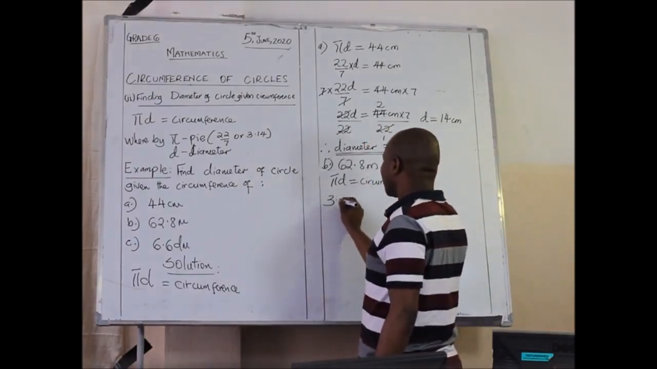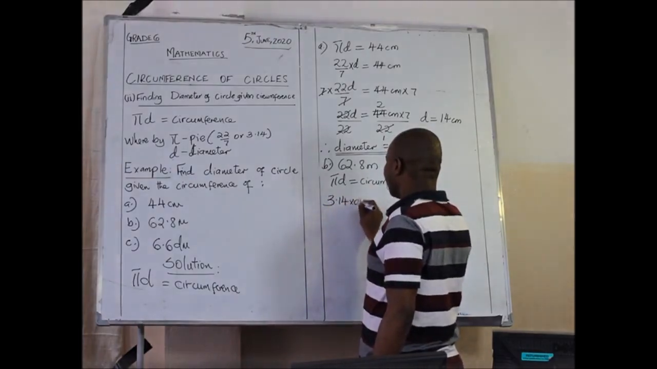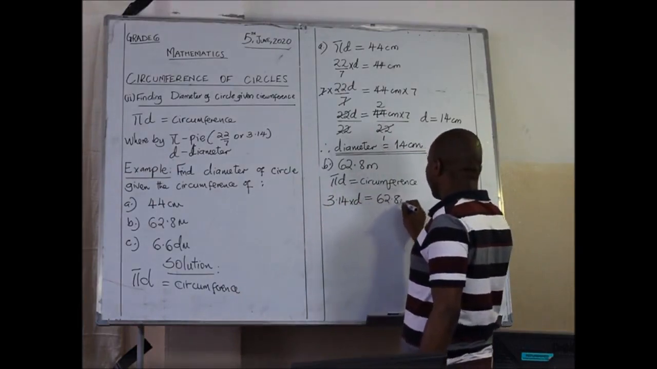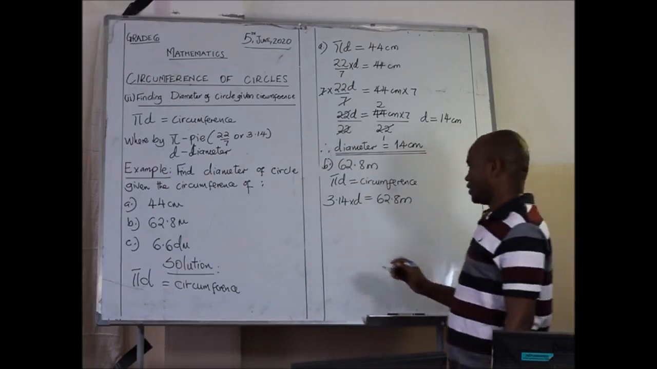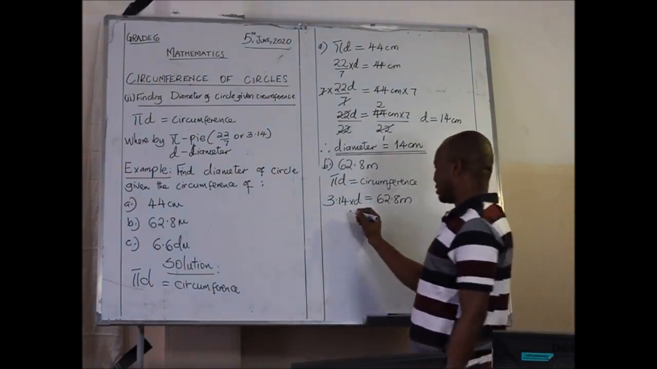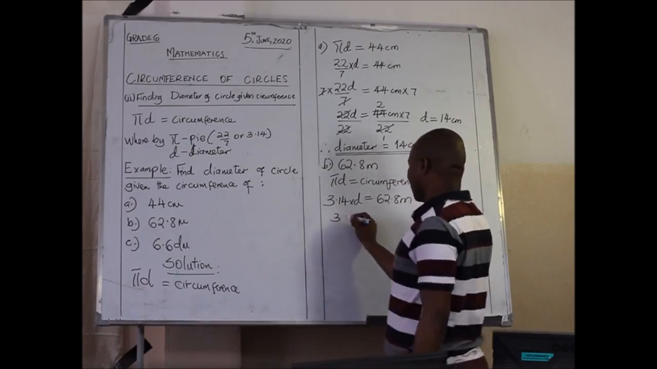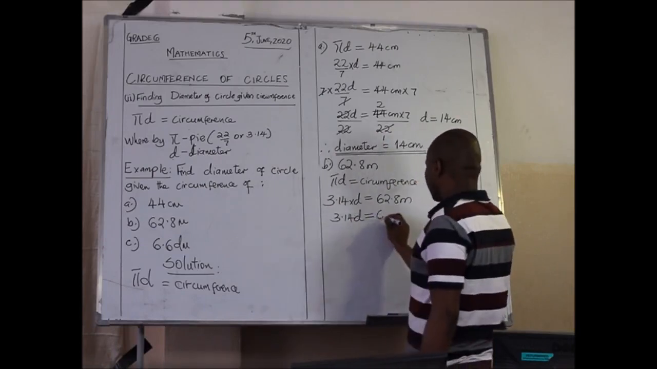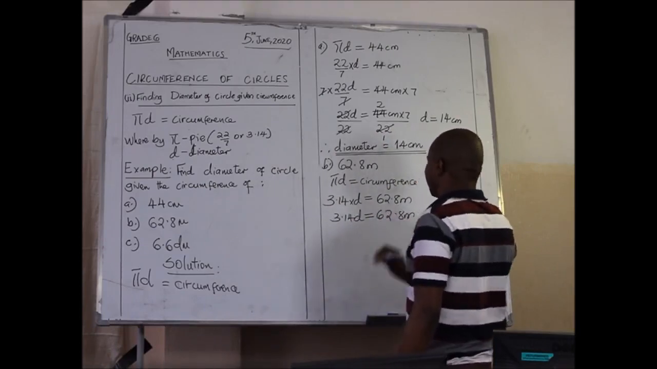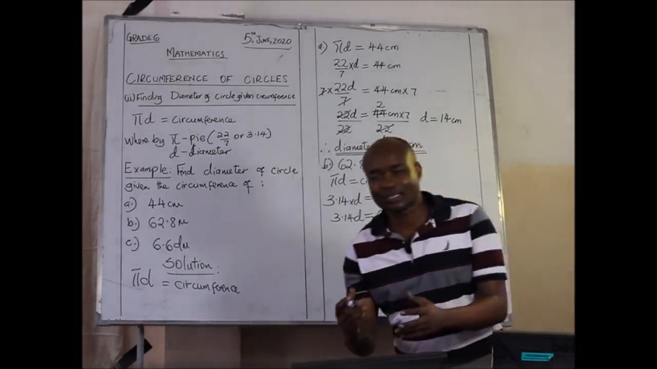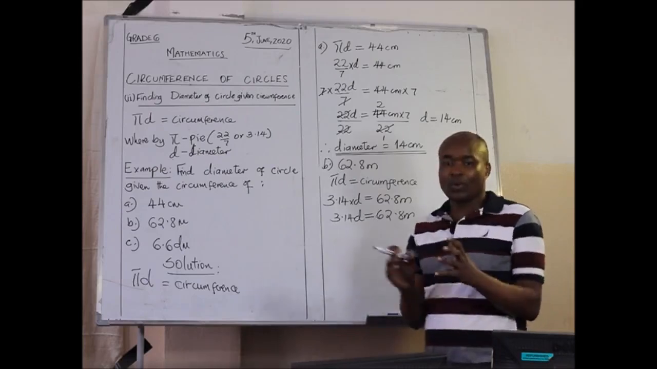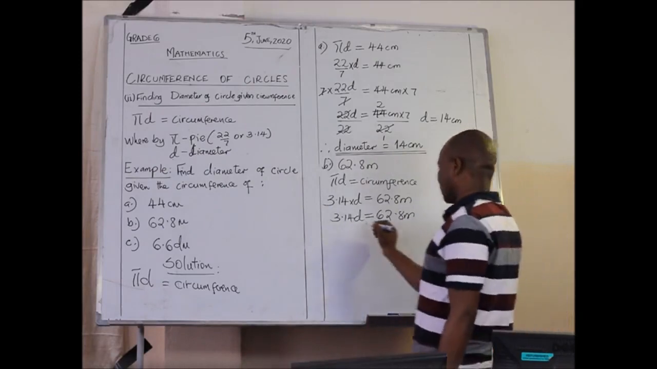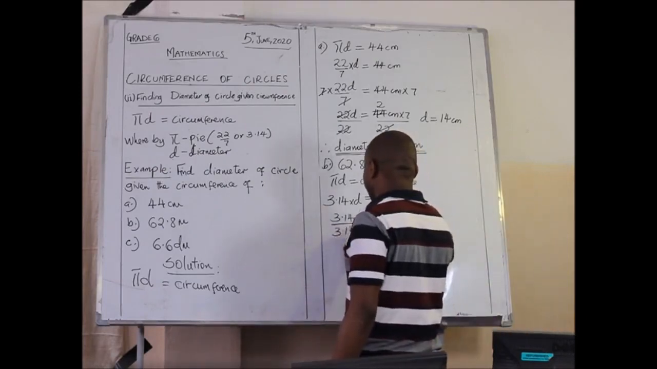So the pi in this case is 3.14 multiplied by diameter d that we don't know equals the circumference, 62.8 meters. Thereafter, if you multiply the coefficient by a variable, the term that we are going to get is 3.14d equals 62.8 meters. What next? For us to get the value of d, we will have to divide both sides by the coefficient. In this case, the coefficient is 3.14.